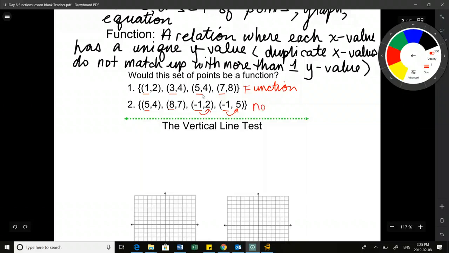What if it was like -1 and 5 for both of them? So that is actually still a function, because it's matching up with the same y coordinate. I don't think we would usually, if we have a set of points, we don't usually duplicate the point. But yes, that's a good question. Okay, so if we had -1, 5, and -1, 5, that is still a function. It's not matching up with different y values.